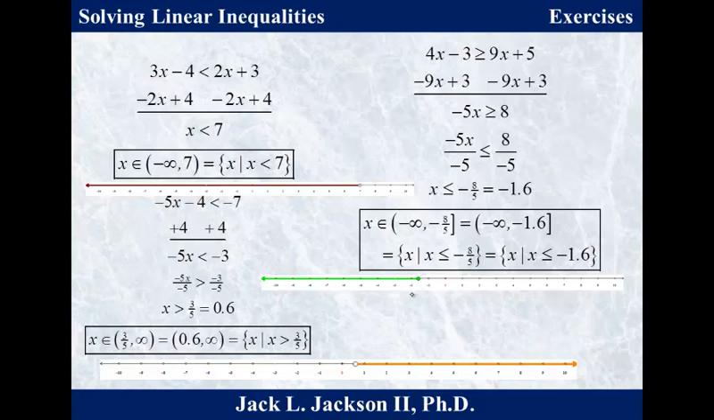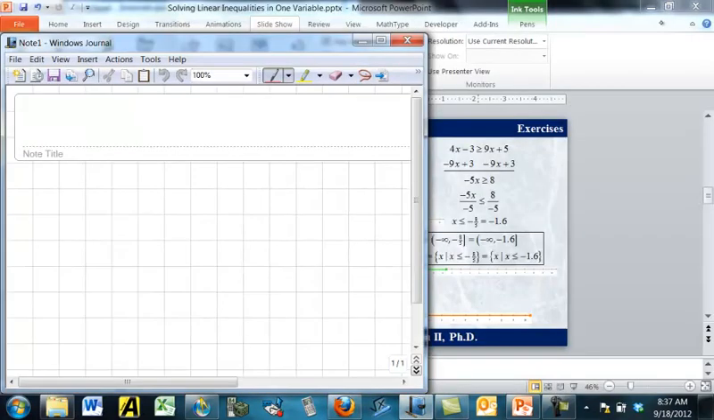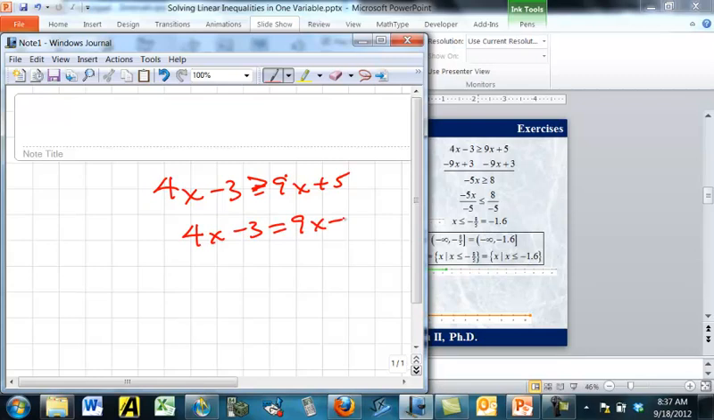Alright, let's check these. We already checked the first one. Let's check the one we just did. If this checks right, we should be able to plug in negative 8/5. Here, let me just show you how I would do this, writing this out by hand. So we have 4x minus 3, well, greater than or equal to 9x plus 5. So to check the boundary, we should get 4x minus 3 equals 9x plus 5 when x equals the boundary of negative 8/5. So 4 times negative 8/5 minus 3 should equal 9 times negative 8/5 plus 5. Or use decimals if you'd rather.